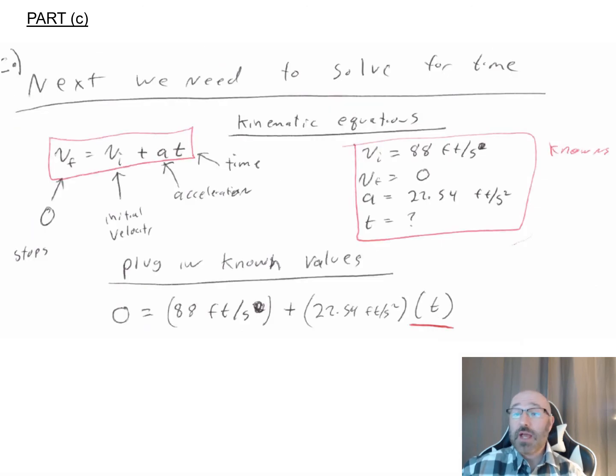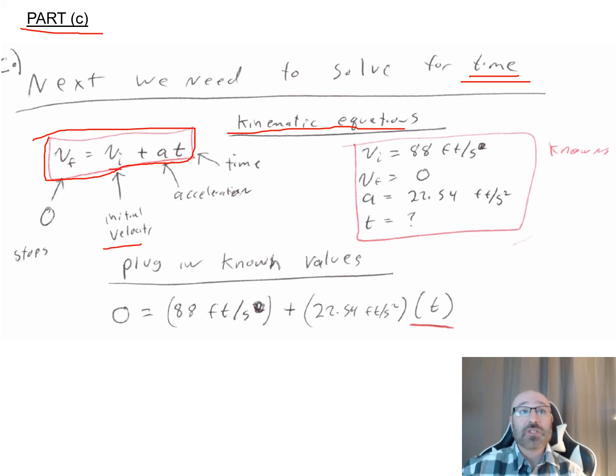Next, we can come over to part C. In part C, they ask us to solve for time, the time it takes for this to stop. So we go back to our general kinematic equations. We can use this relationship where v sub f, our final velocity, is equal to v sub i, our initial velocity, plus our acceleration times time, where our final velocity is 0 because it comes to a stop, so that simplifies down.